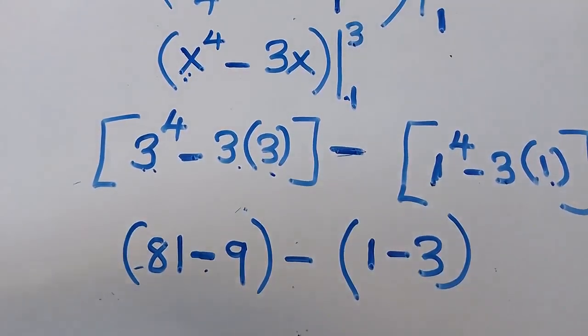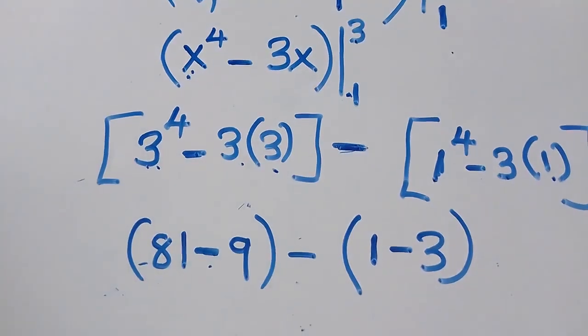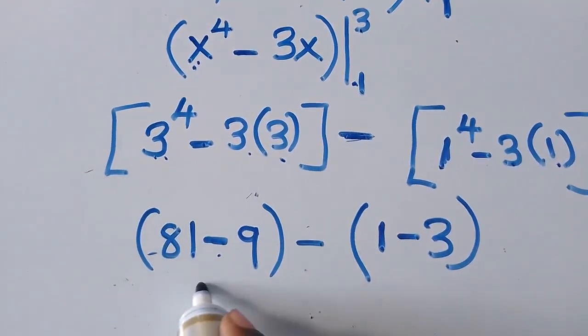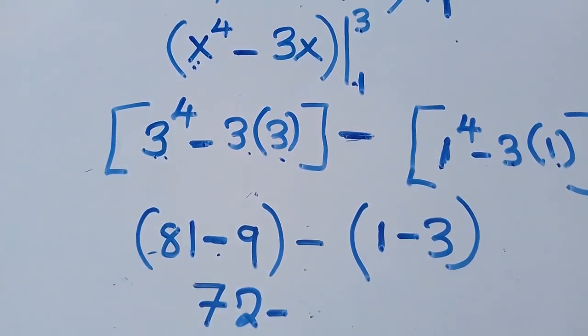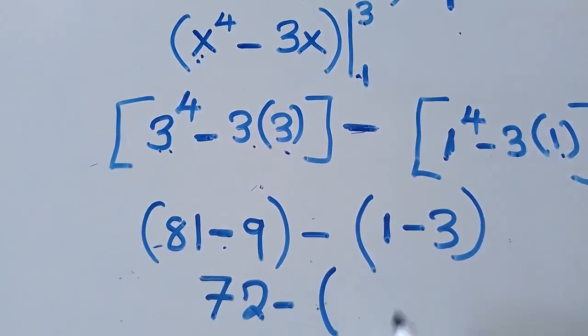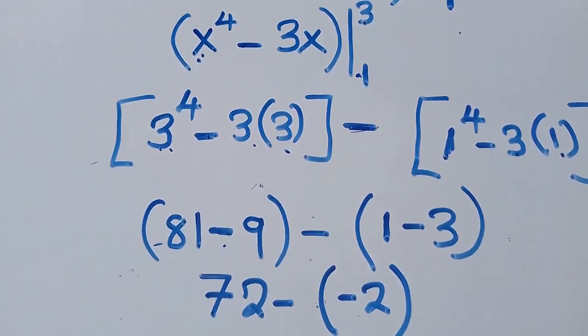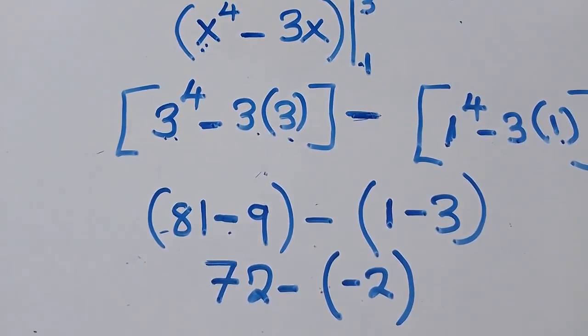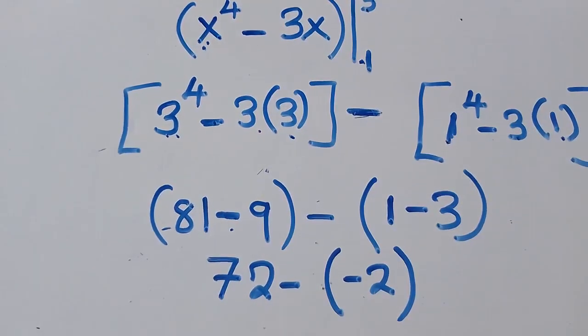So what is 81 minus 9? What are you getting? 72. So you say 72 minus. Since here in the brackets, we are going to form another minus, you just do this. This one you get negative what? 1 minus 3 is negative 2. So you get negative 2.